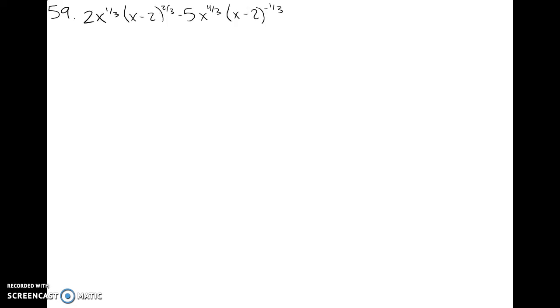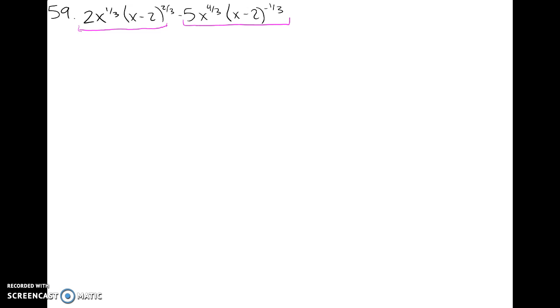Okay, this is number 59. You have 2x to the 1/3 times (x minus 2) to the 2/3 minus 5x to the 4/3 times (x minus 2) to the negative 1/3. Okay, so this one is one of those bigger ones where you have two big terms. Here's a term right here, and here's a term right here. So you're going to look at those two terms and see what you have in common.